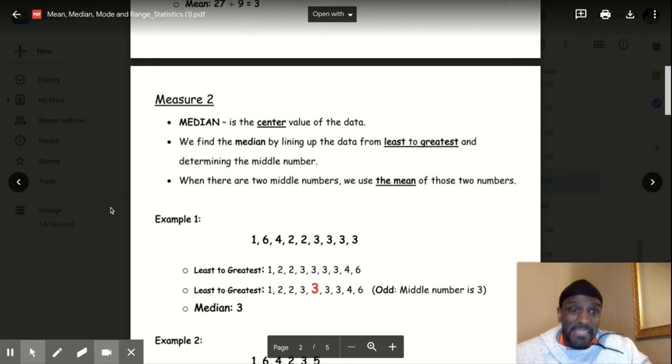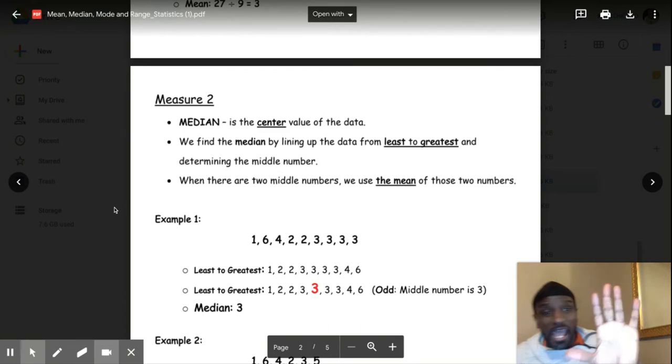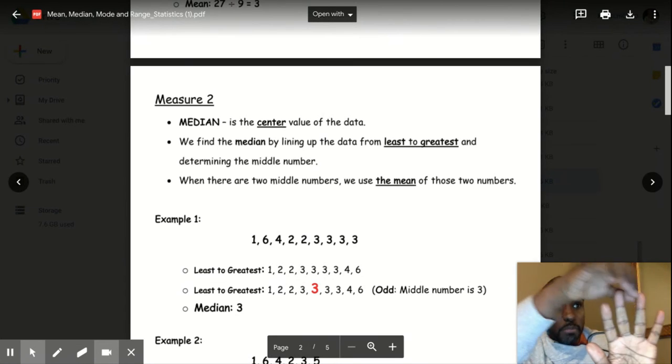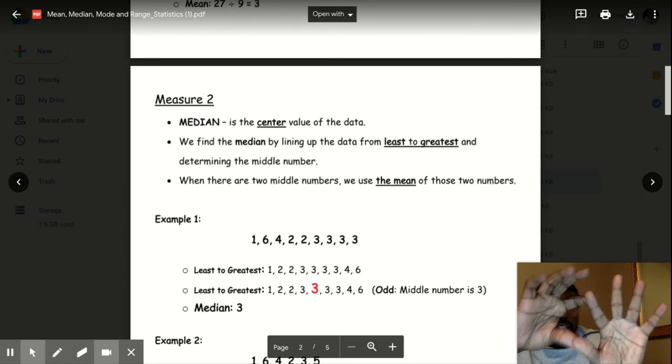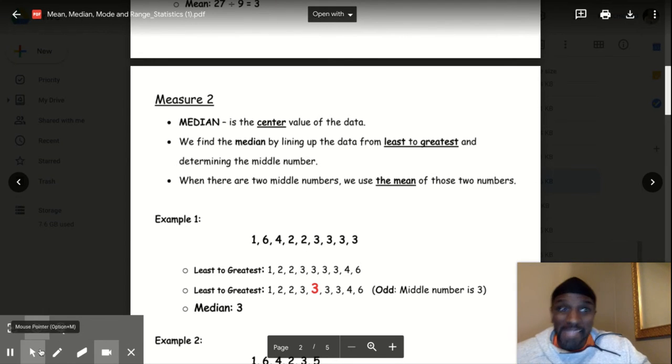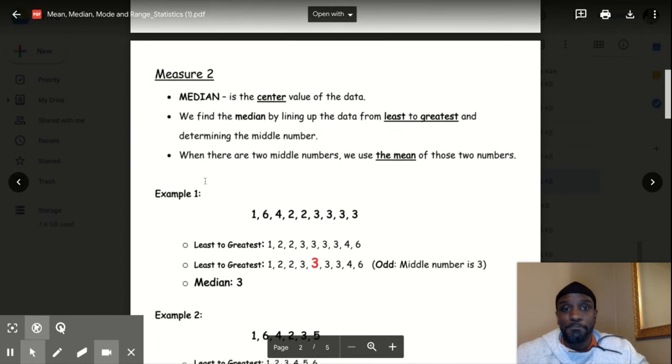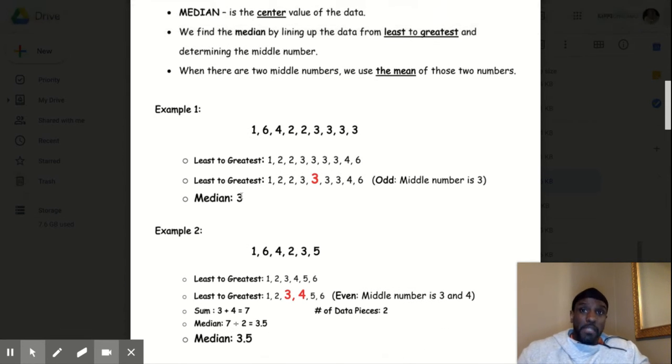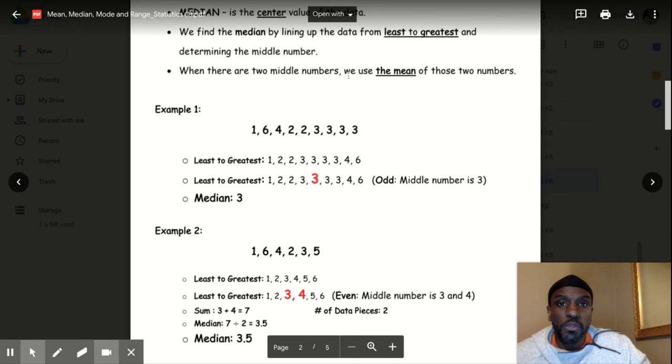This is easy if you have an odd set of numbers. If I have 5 numbers, the middle number would be the third one. I got 2 on this side, 2 on that side. The middle one has to be the third one. So that's easy. But what about when you have an even set of numbers? So let's keep going. The median. Remember, when there are 2 middle numbers, we use the mean of those 2 numbers.